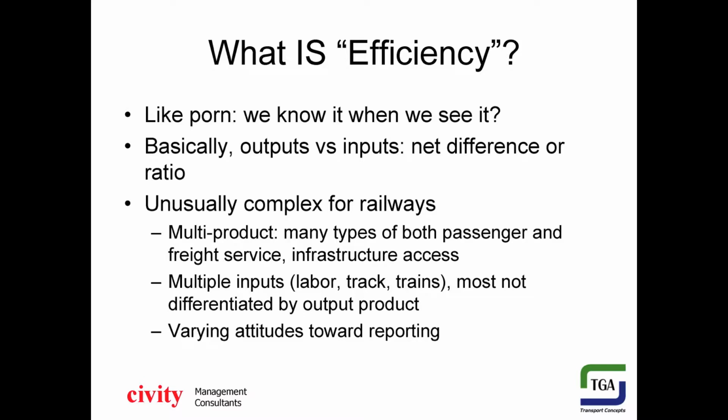On the input side, we have a lot of inputs: labor, track, assets. Very few of these inputs can actually directly be related to an output. For example, locomotives produce passenger service and they produce freight service. The same track carries passenger trains and freight trains, and we can't clearly separate one from the other except in those railways that are only freight or only passenger and only hauling one kind of freight. For example, a mining railway in Australia comes close to being a simple example.